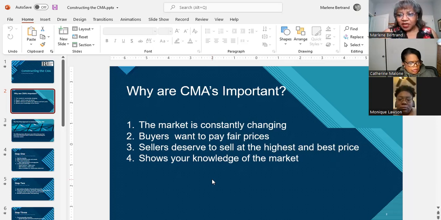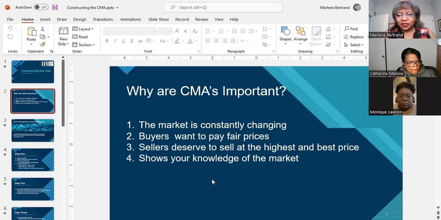And the other thing is, when you're working with buyers, you do a market analysis because buyers want to make sure that they're paying a fair price. They don't want to pay more for a property than it's worth. And the CMA is there to help them figure out, or help you figure out, what homes are going for, and then they can offer what they feel is a good price. And on the other side of that, sellers want to make sure that they're selling their house for the highest and best price. So again, that's what the CMA is for.